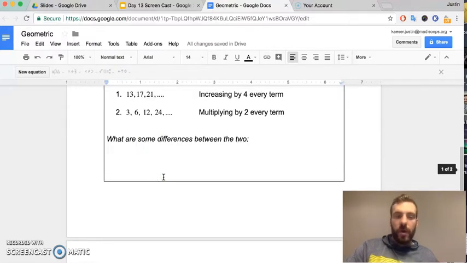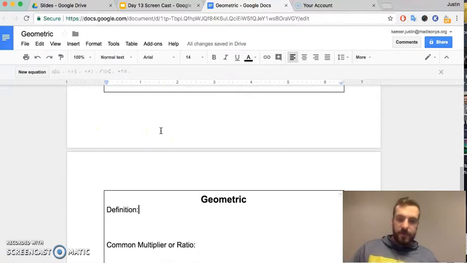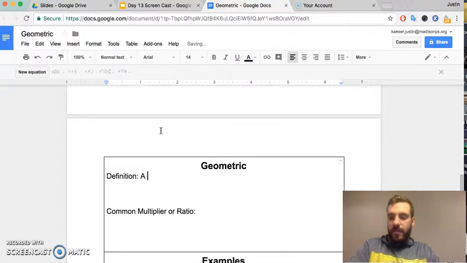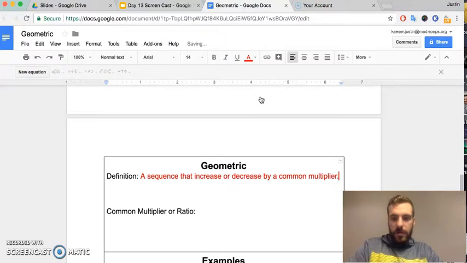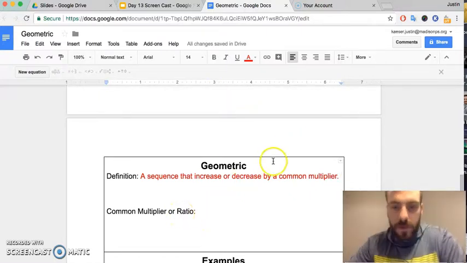So what do we call sequences like number 2? Flip over to the back of your sheet. We call them geometric. A geometric sequence, I'll give you the definition, is a sequence that increases or decreases by a common multiplier. If you see below, we sometimes say common ratio.